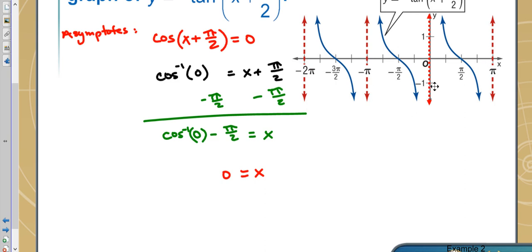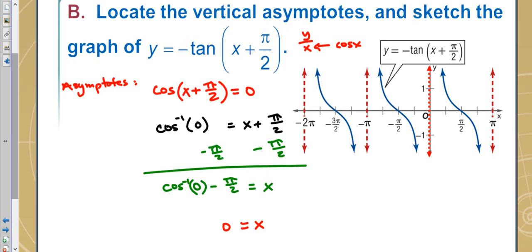Now, how do we find the other ones? Well, we'd find the period. And how do you find the period? You use your B. Now, this is C. Here's our B. And I'm going to change colors here. Our B is 1. And so the period would be pi divided by that B, which is 1. So it's simply put pi. Every pi, we should have an asymptote.